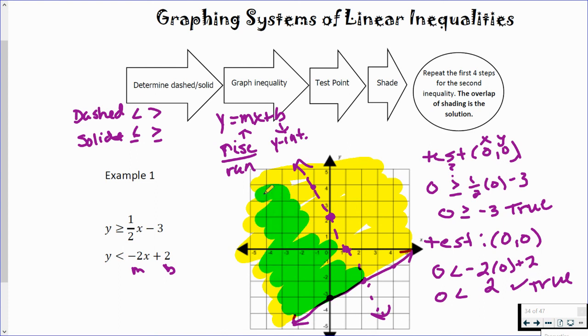And our overlapping region here contains all of the solutions to both of these. So that means that anything in yellow and green works for both. So an example of a solution would be something like negative 1, 0. If you put that into both of these, right, it would work. Same thing, anything in this area here that's shaded from both graphs will be a solution to the system of equations.